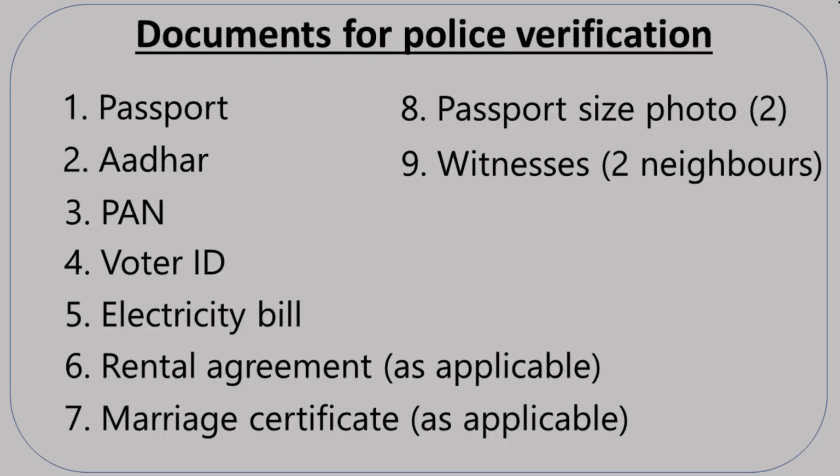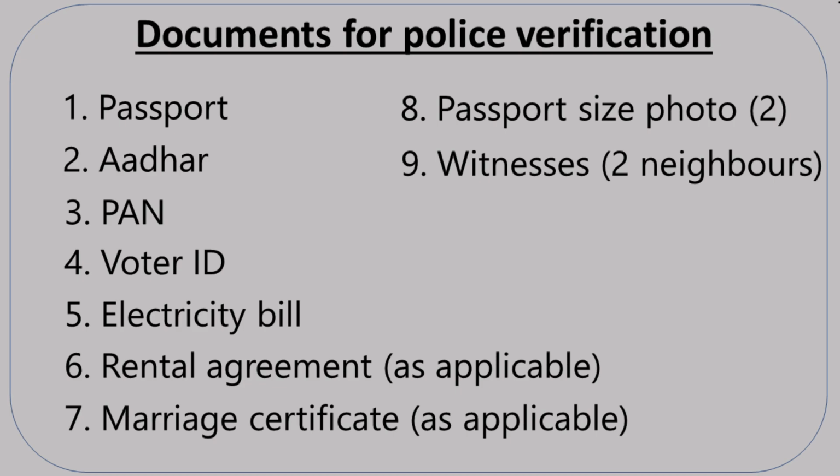They asked us for some documents which most of us should already have. So here's the list. They asked us for passport, Aadhaar, PAN, voter ID, electricity bill, the latest month electricity bill, rental agreement in case you are staying in a rented place, marriage certificate if your spouse is also traveling with you. Obviously her passport address will be different from your passport address, so the marriage certificate comes in handy. Two passport size photographs and witness signatures.